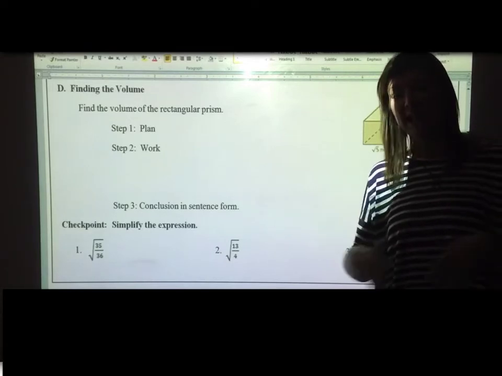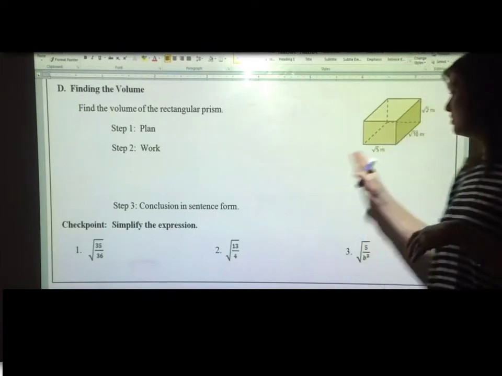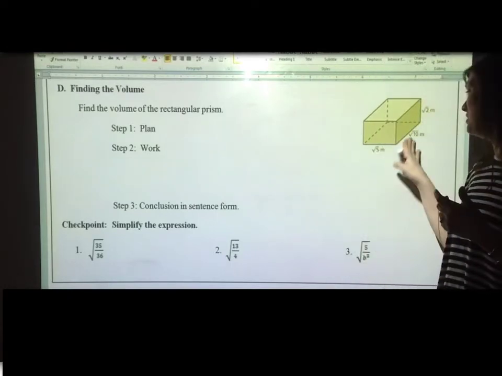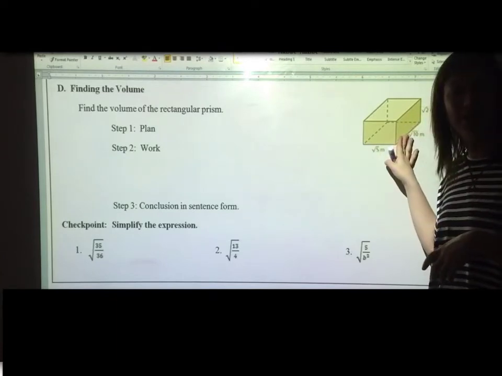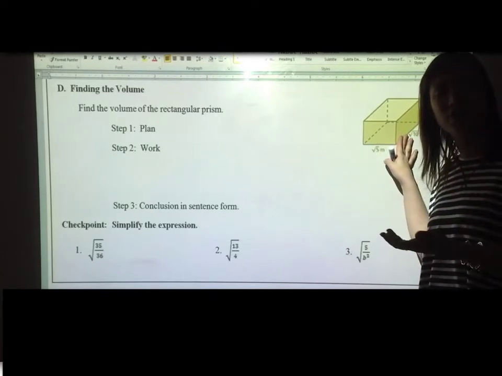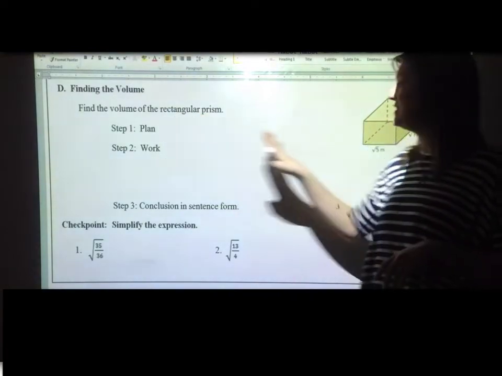Well, again, we're layering this other piece on top of you. Now you know the existence of square roots. So if you look at your image, no longer are the dimensions integers or decimals or fractions. Our dimensions are radicals. And we need to know how to use our properties to be able to simplify that. So find the volume of this rectangular prism.